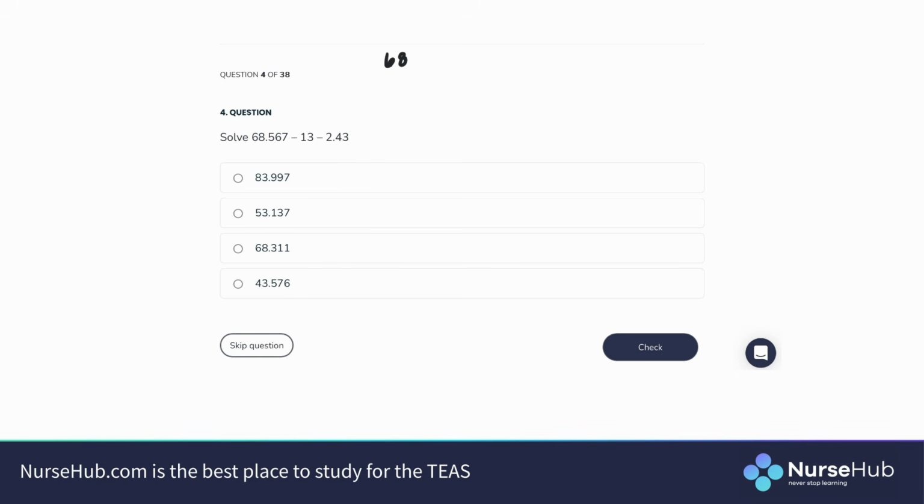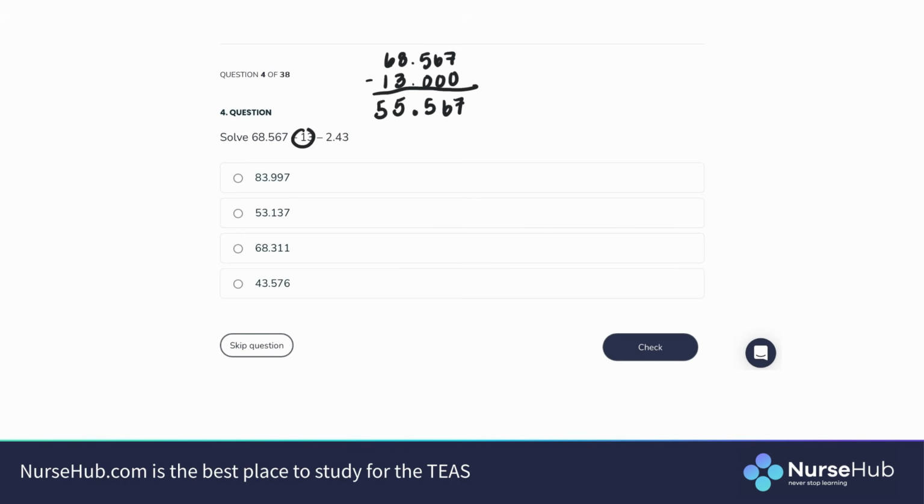So we'll take 68 and 567 thousandths, and we're going to subtract 13. Making sure that you line them up by their decimal points. We can add some placeholder zeros in and subtract. 7 minus 0 is 7, 6, 5. We bring down our decimal point. 8 minus 3 is 5, and 6 minus 1 is 5.